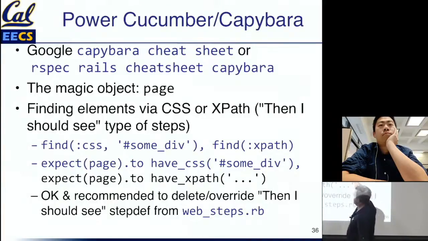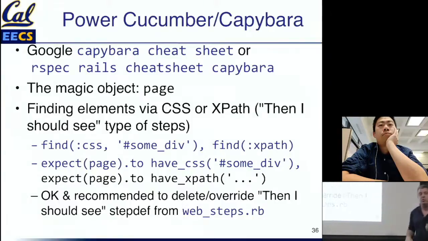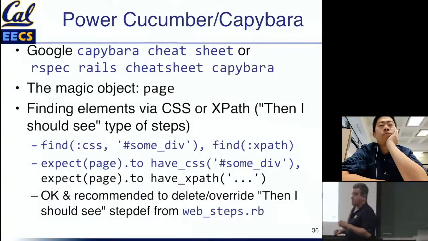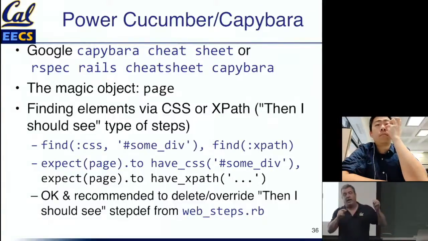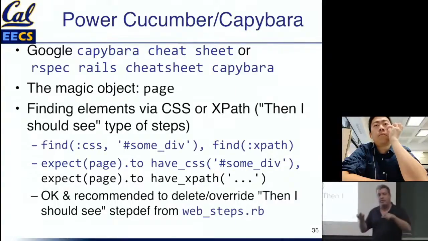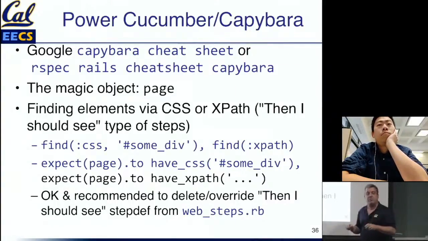If you know how to use XPath, XPath is this much more complicated XML representation for navigating the elements of an HTML page that lets you burrow down and say, look for an H1, and then inside the H1 look for a paragraph, and inside the paragraph look for a tag that has these attributes. The syntax is a little bit hairy, but XPath can find anything.